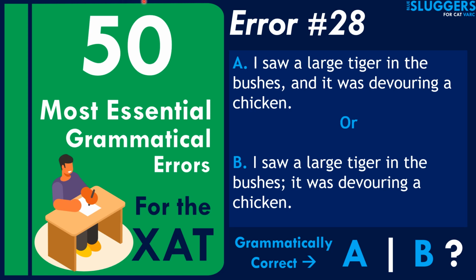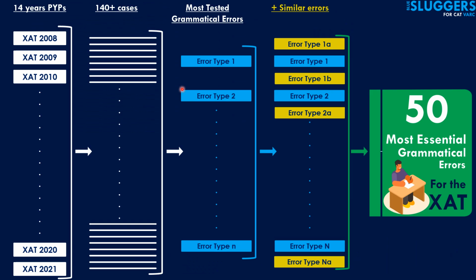Right now, let's jump into error number 28 of the series, 50 most essential grammatical errors for the XAT. However, I would like to first state that this is not just a random list of 50 grammatical errors that we have just come up with. There's in fact quite a logical process involved in creating this list, and I've explained that process in detail in a separate video, which you can access by clicking on the link on the top right corner of your video. So this diagram pertains to that. I've explained all of this in that video. So you can watch it if you want.